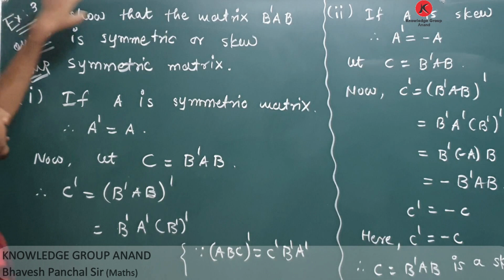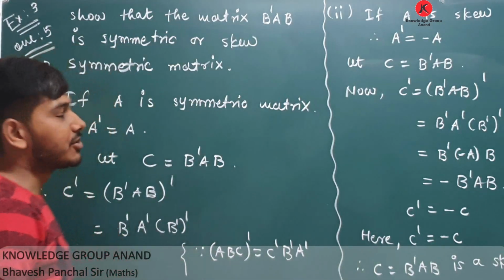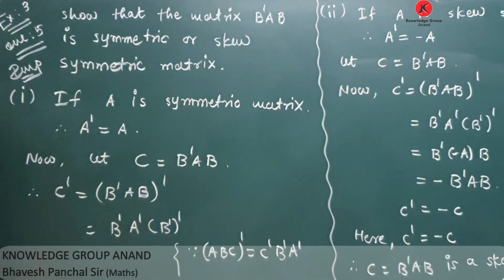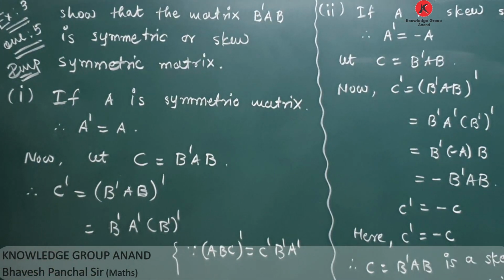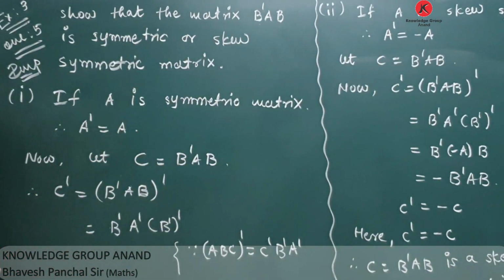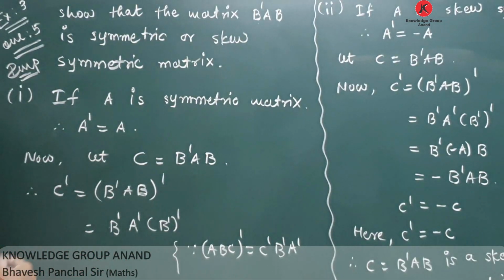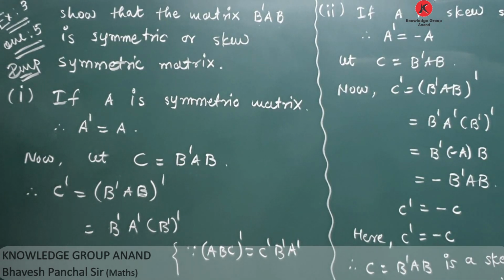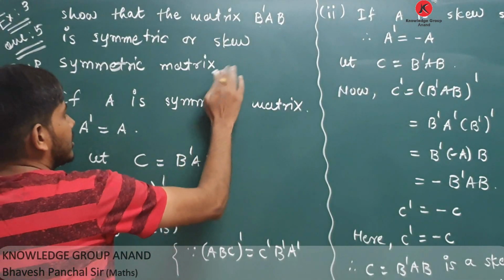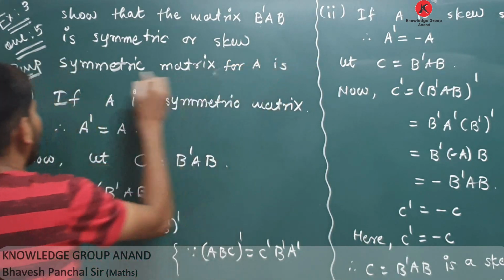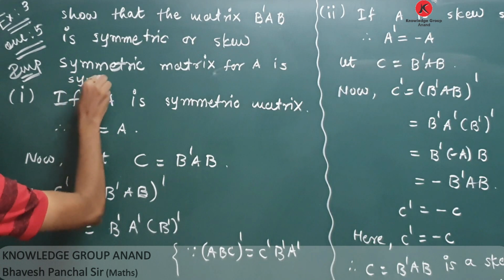Now, we are going for question number 5, which is an important theoretical question. Show that the matrix B dash AB is symmetric or skew symmetric as A is symmetric or skew symmetric.